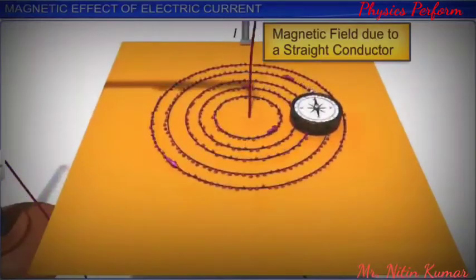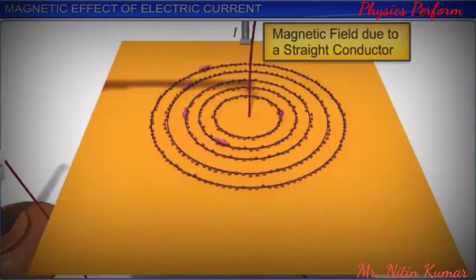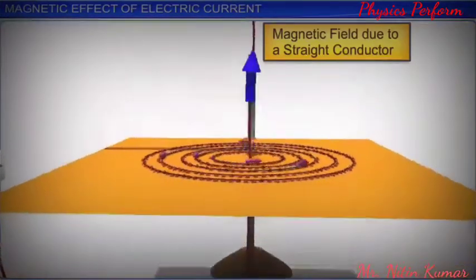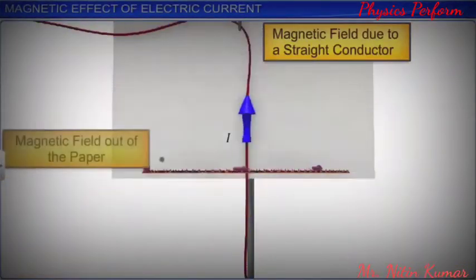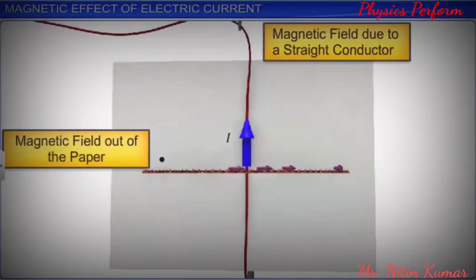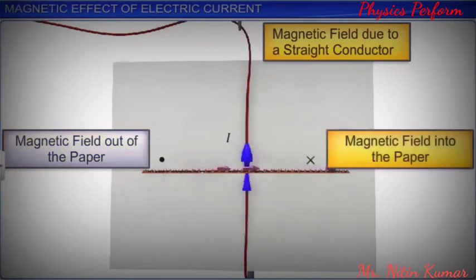To represent the magnetic field produced by a straight current-carrying conductor on paper, we adopt the convention for magnetic field emerging out of the plane of the paper, which is denoted by a dot. The magnetic field going into the plane of the paper is denoted by a cross.